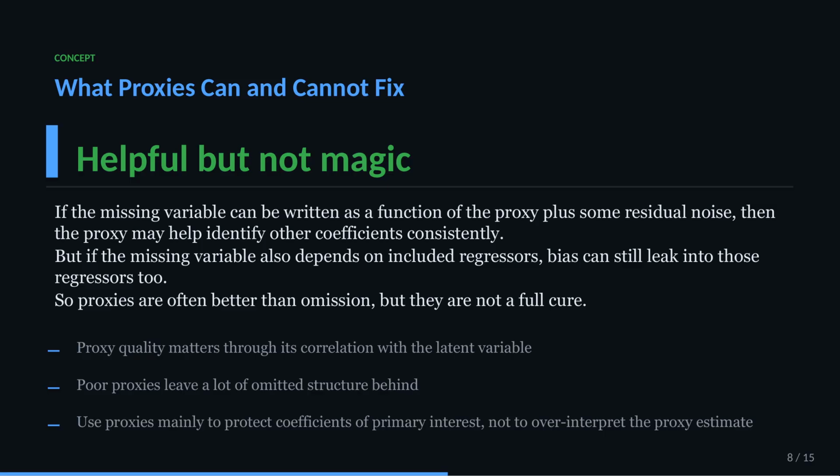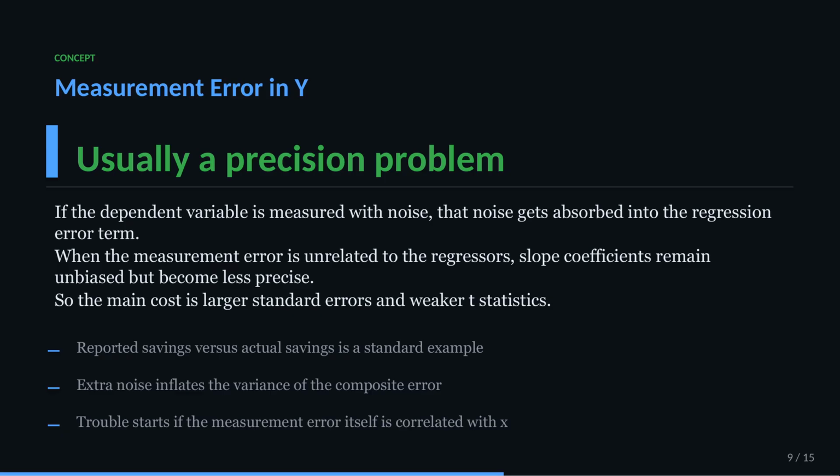Measurement error is different from a proxy problem. With a proxy, the stand-in variable is related to the true variable, but is not literally the same thing. With measurement error, we are trying to observe the same thing, just badly. If the dependent variable is measured with error, and that error is unrelated to the regressors, the main effect is extra noise in the regression error term. That makes the estimates less precise. Standard errors get larger, t-statistics get weaker and significance becomes harder to establish. But the slopes do not have to be biased in that clean case.